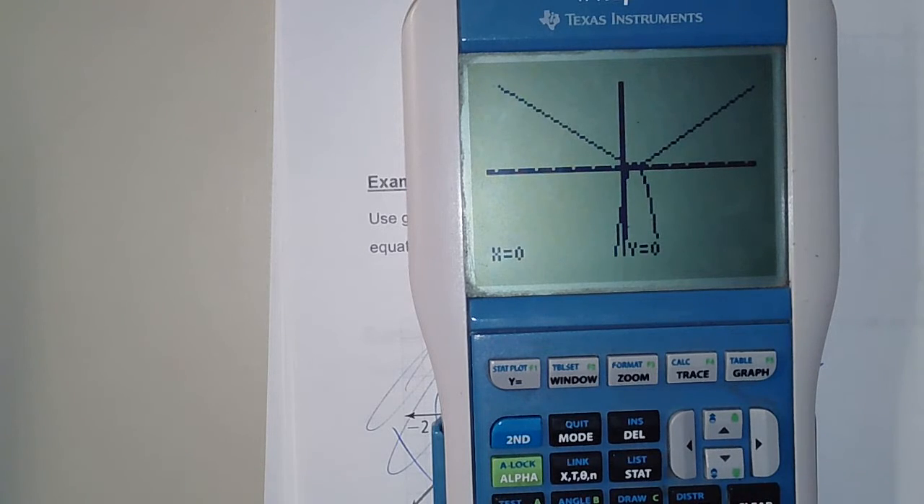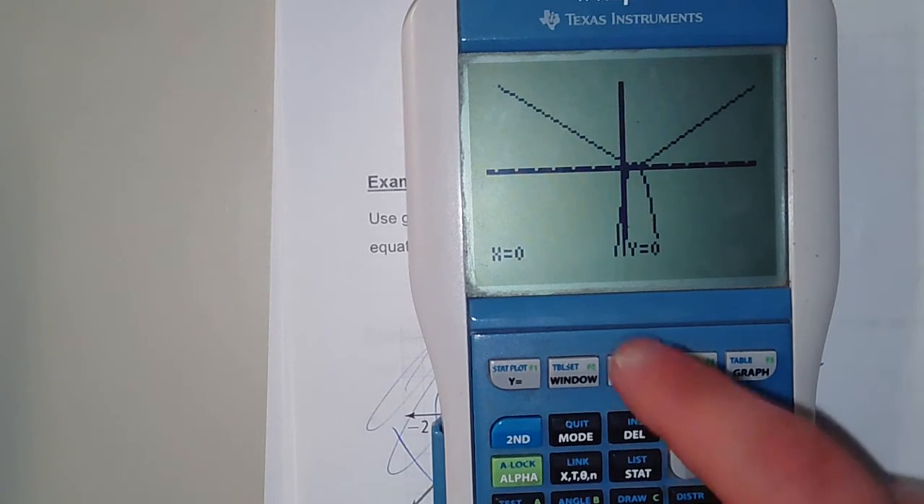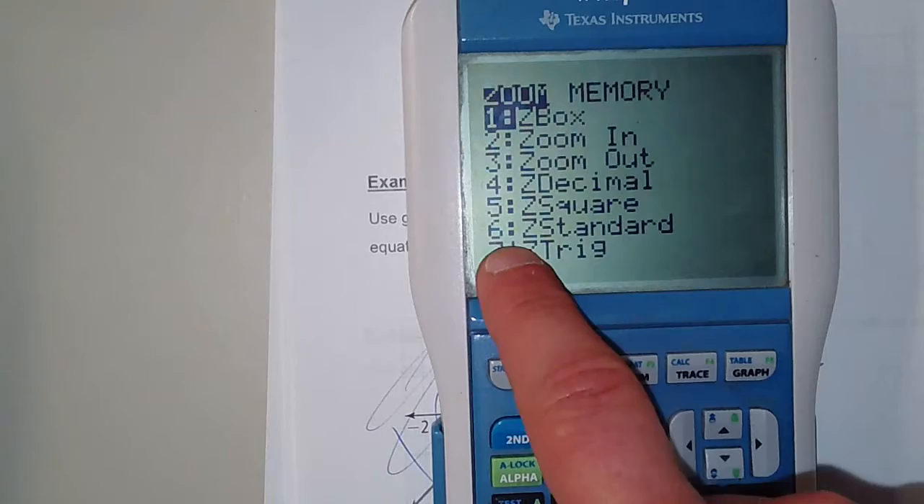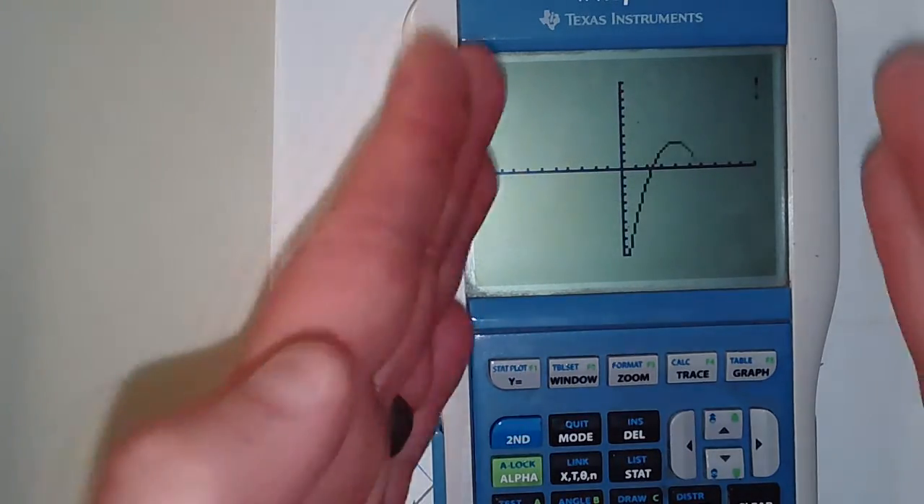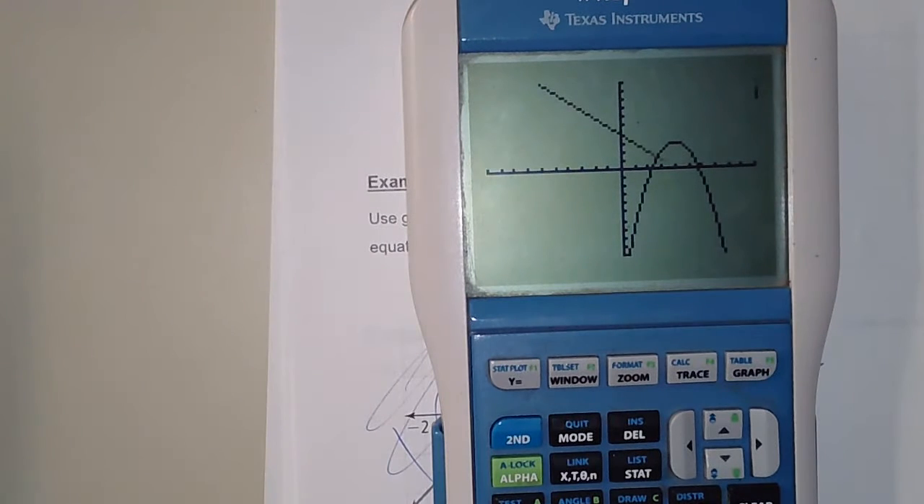I almost always start in zoom standard. So zoom and then option 6. So I just press zoom 6. That way I know I'm looking at my normal negative 10 to 10 graph. And then I go from there. If I need to adjust it, I'll adjust it from there. So sometimes you will zoom in, sometimes you will zoom out. But most of the time, stay at standard and then adjust from there if you need to. So that's just a lot of little base things to keep in mind.